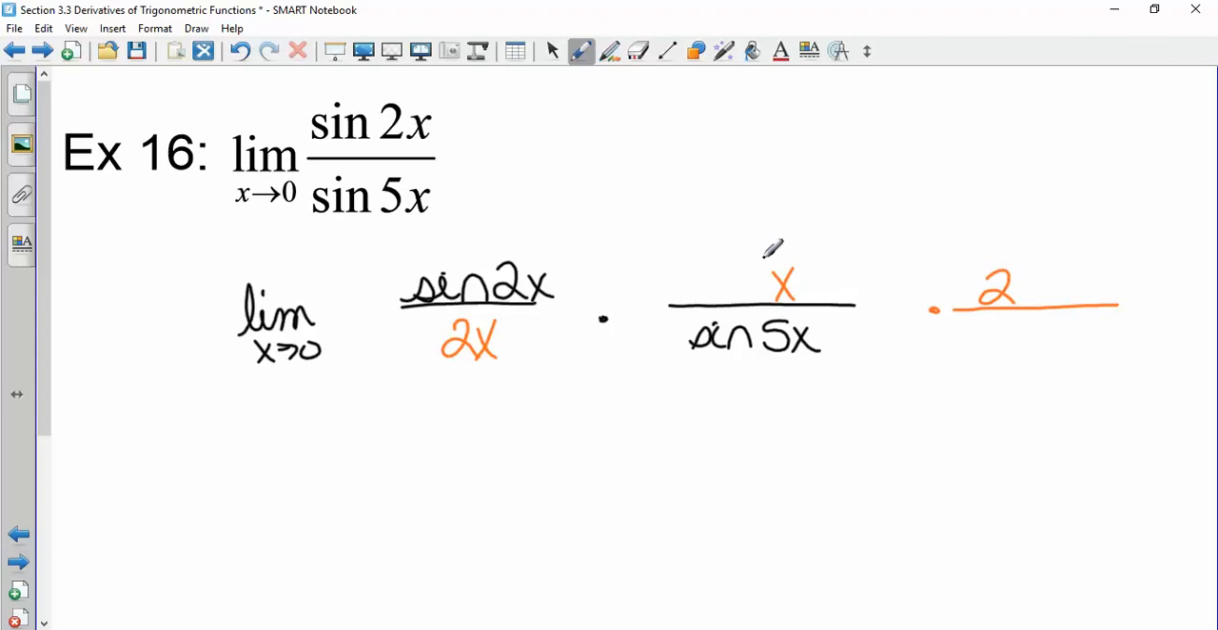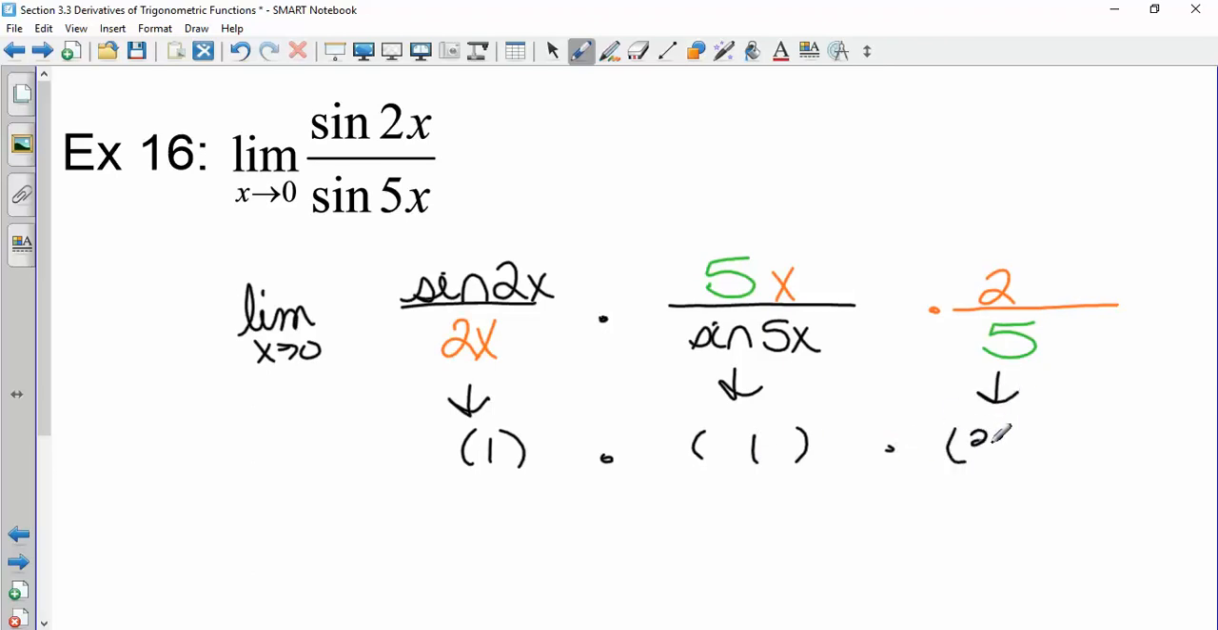Because I don't want a 2x on this one. What do I want on that one? A 5x. So if I'm going to put a 5 on the top here, what else do I have to do? We have to put a 5 on the bottom. So the 2x's would cancel, the 5's would cancel, so we haven't changed our problem. With the limit x approaches 0 of sine 2x over 2x, that goes to 1. Times 5x over sine 5x, I just told you that also goes to 1. Times 2 over 5. So we get to this, right?